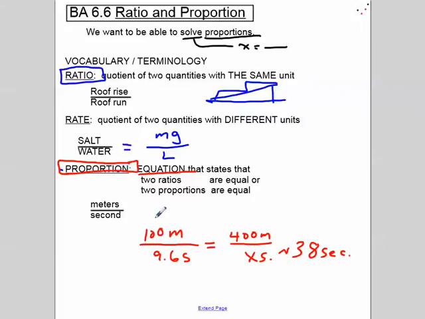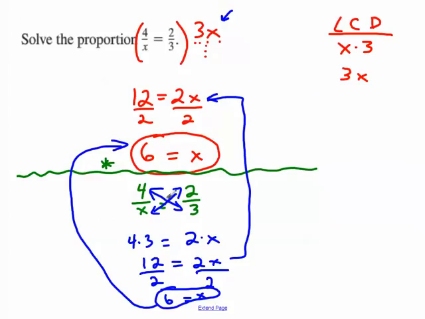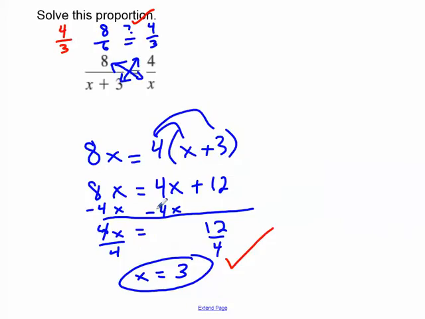Proportion sets up a rate equal to a rate or a ratio equal to a ratio, and we solve this proportion by cross multiplying. 4 times 3 equals 2 times x, or whatever values are here. If they're not just numbers or an x, if they're expressions, you've got to multiply all of that expression. So just like this one, 4 times x plus 3 is what we have to do.